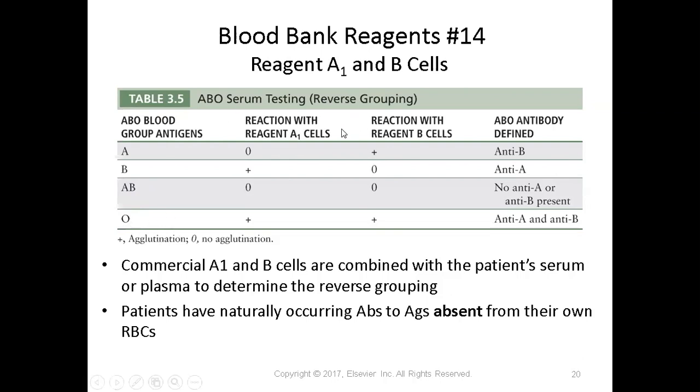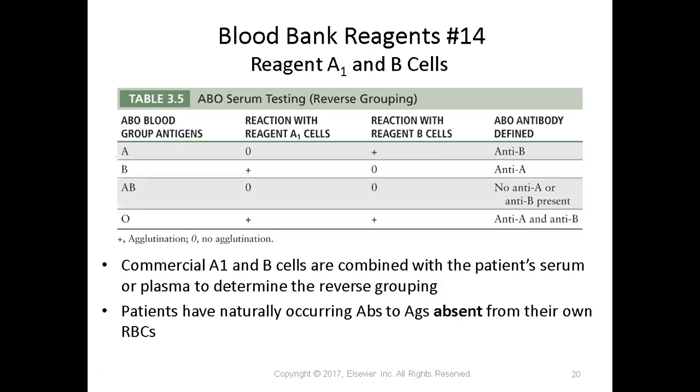We expect them to react with both the A1 cells and the B cells. Okay? So that is the basis of reverse typing. So just remember, forward typing, we use our known antisera to determine the antigens the person has. Reverse typing, we use our known reagent red cells with known antigens to determine which naturally occurring ABO antibodies the person has. And the two should agree.